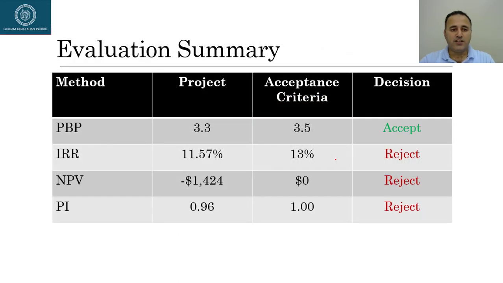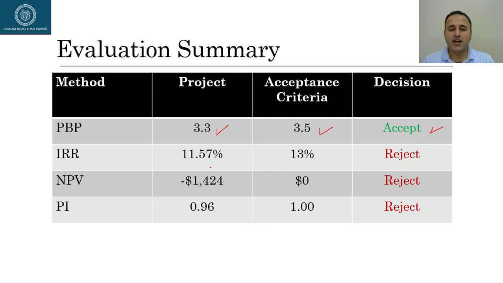So in this slide, I will summarize all the 4 techniques for project evaluation. We use the Basket Wonders example in this one. Based on payback period, we accepted the project. The reason we accepted it is that the project payback period was 3.3 and the acceptance criteria or the cutoff was 3.5. So since the payback period was less than the acceptance criteria, we accepted the project.